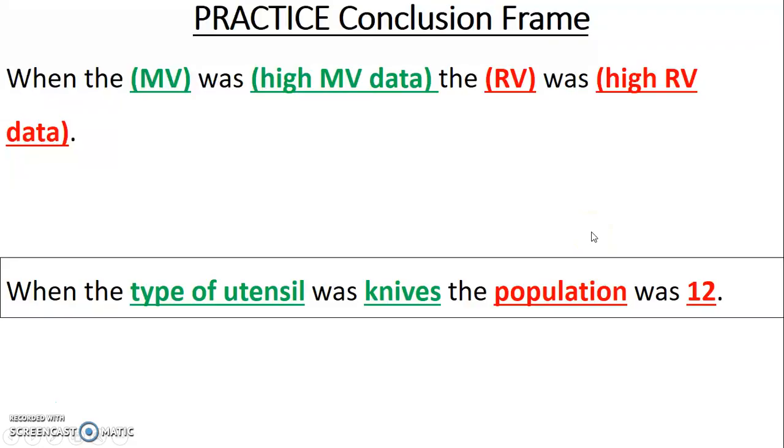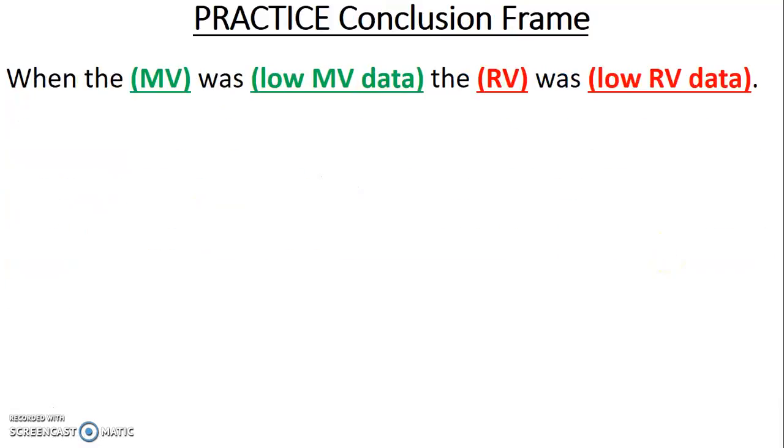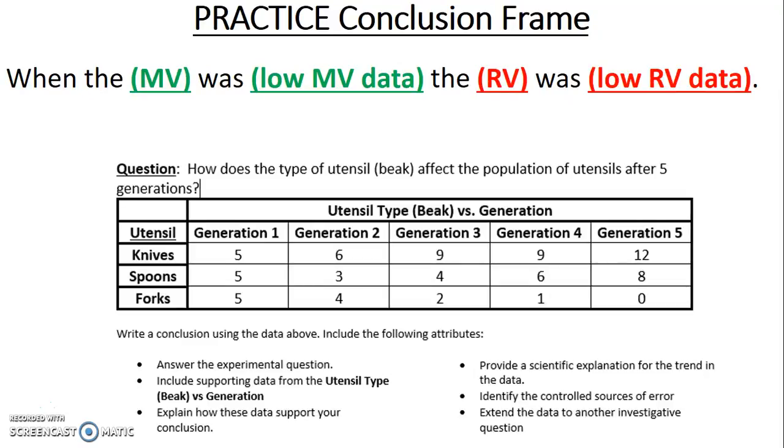So our sentence looks like this. When the type of utensil was the knives, then the population was 12. So our high data was knives, and the high population with that was 12. So then our next sentence, we're going to be giving the low data. When the MV was low MV data, the RV was low RV data. So here's just that sentence. And I'd like you to go ahead and record in your notebook this sentence with the correct data.